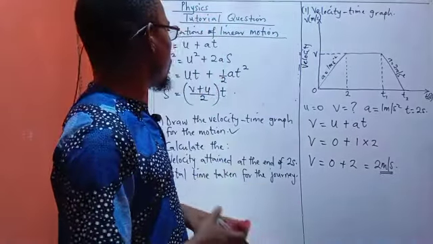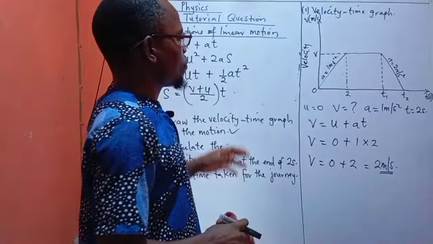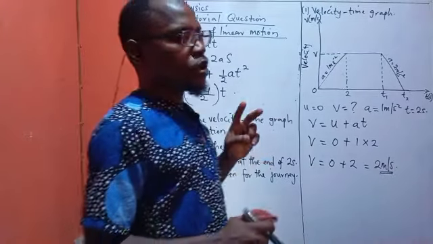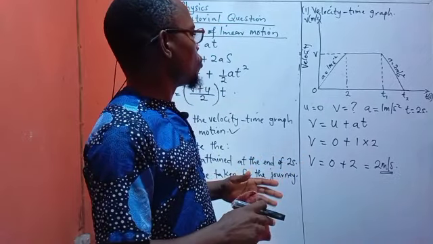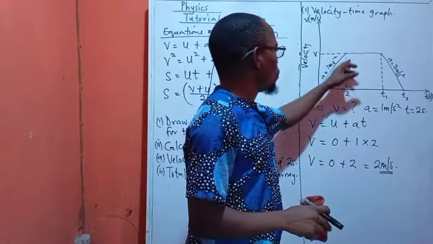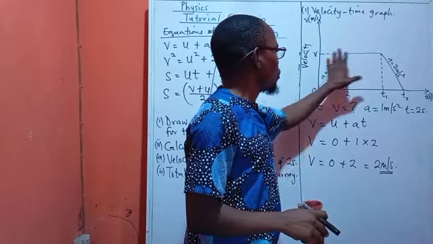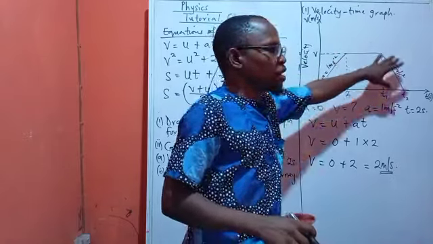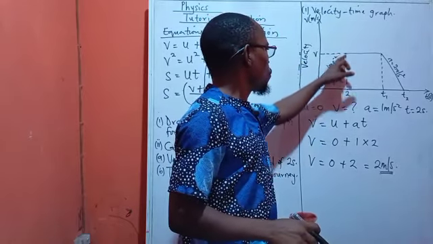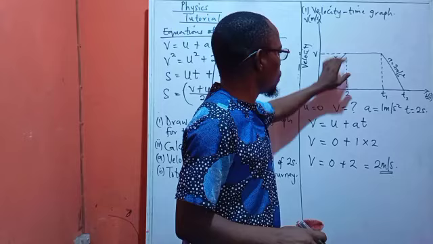So how do we go about this? There are 2 ways we can use to do it. The first way is that we divide this shape here, which is the area covered. We divide it, and for this shape, we look for the area.